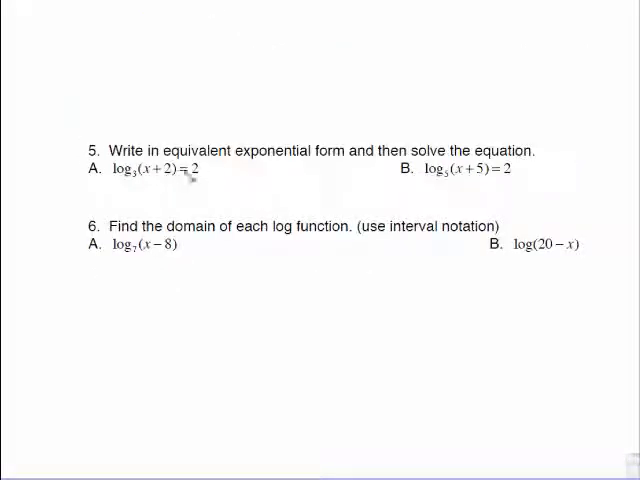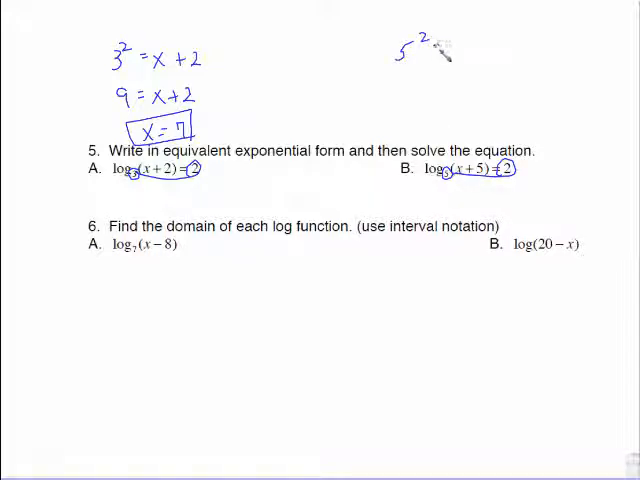These problems here are asking me to solve, and you want to convert to the exponential form. So that's 3 to the 2nd. 3 to the 2nd equals x plus 2. 3 squared is 9 equals x plus 2, which means x is 7. Same steps for this one. 5 to the 2nd equals x plus 5. 5 squared is 25. Solve that by subtracting 5 from both sides, and you get x equals 20.